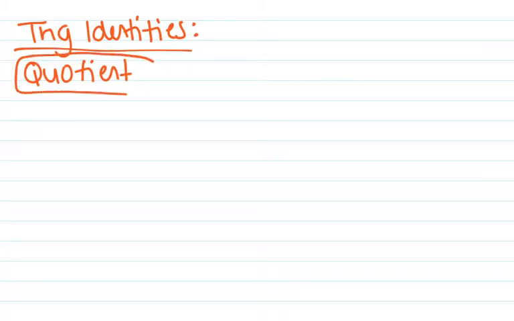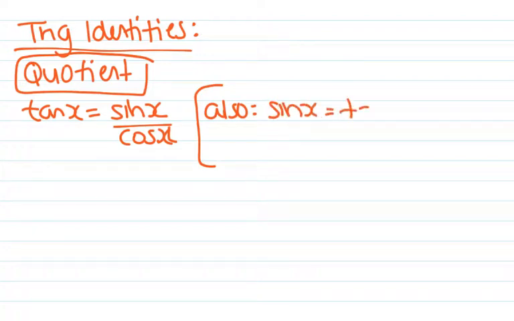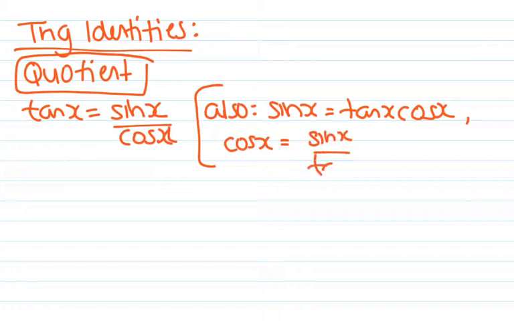All right, the next thing we talked about was trig identities. And we learned two of them. The first one was the quotient identity. And the quotient identity said tan x equals sine x over cos x. And that could also be rearranged to be sine x equals tan x times cos x, or cos x equals sine x over tan x.